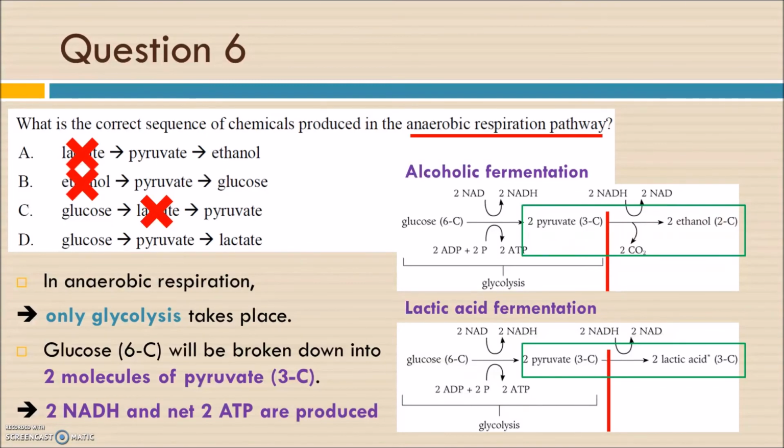Therefore, what you should see is that the importance of these two types of fermentation is to regenerate the NAD for further glycolysis. They do not produce any energy. I repeat, they do not produce any energy during the conversion of pyruvate into either ethanol or lactic acid. So the answer is D.